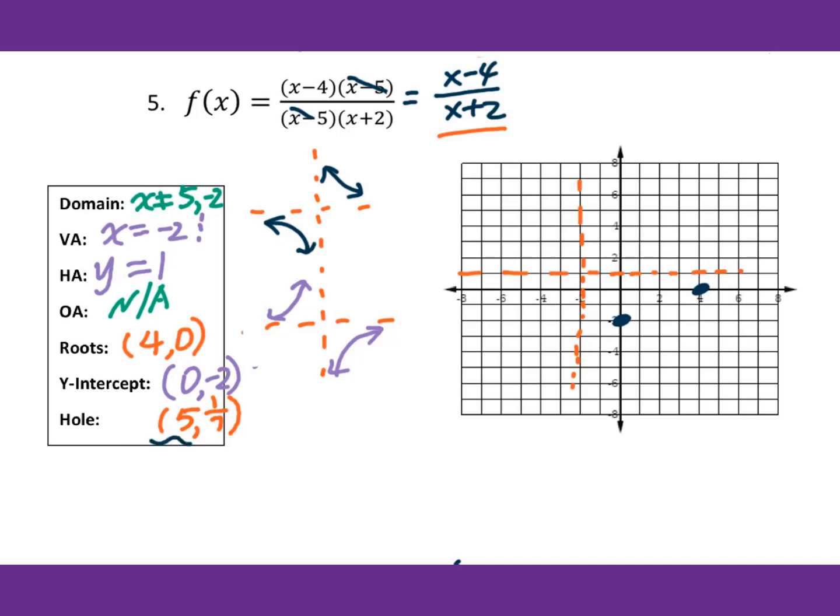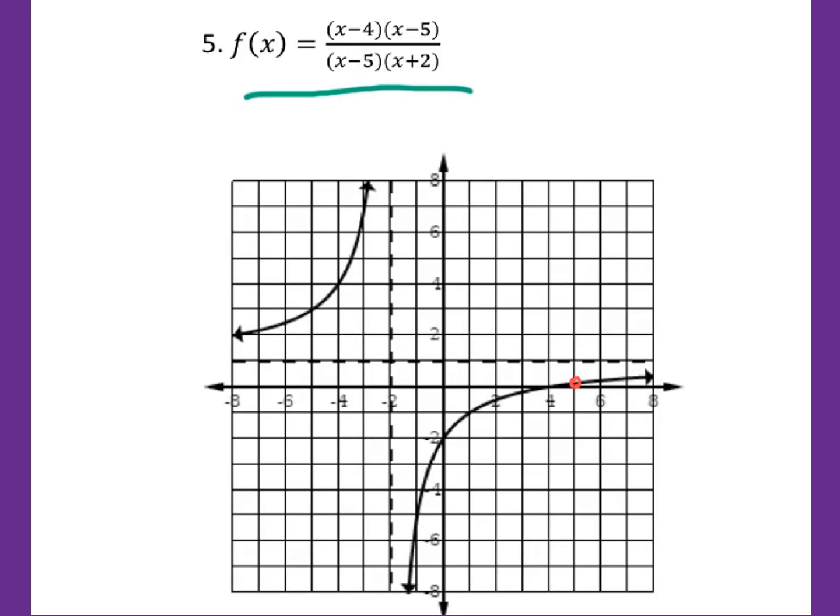We got the hole, so you will plot this (5, 1/7). You have to use an open circle here. Then we could say it will be this pattern, so we connect these 3 points. Remember, this part is an open circle. And you can sketch the graph on this side just like this. That's all. This is the real graph for number 5.